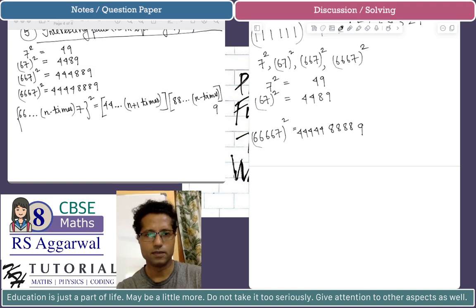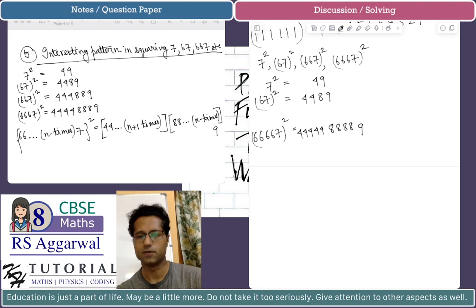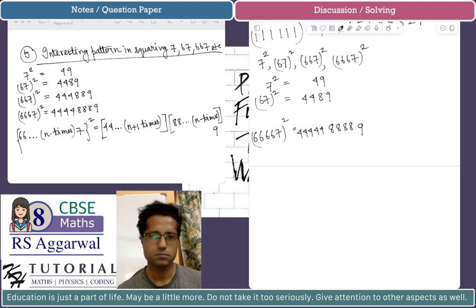So I hope you understood the interesting pattern of finding the squares of 7 and then 67 and then 667. That is a number ending with the digit 7 and preceded by one or two or more digits of 6.